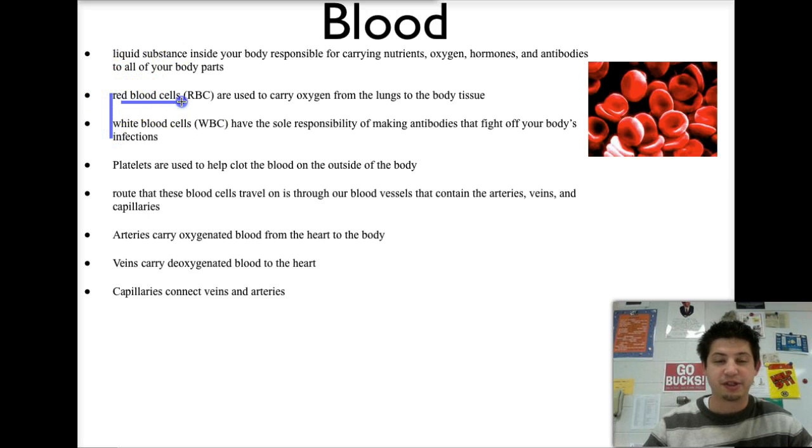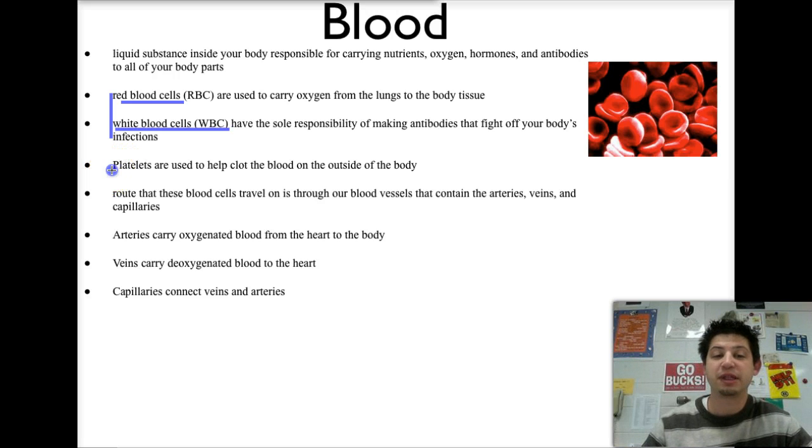let's first start with the red blood cells. They are used to carry oxygen from the lungs to the body tissue. Since these are cells, they're very small in the human body. Then you have the white blood cells, known as the WBC. It's like the NFL or NBA. Their responsibility is making antibodies, things that fight off infection. Antibodies are like an army inside the human body.